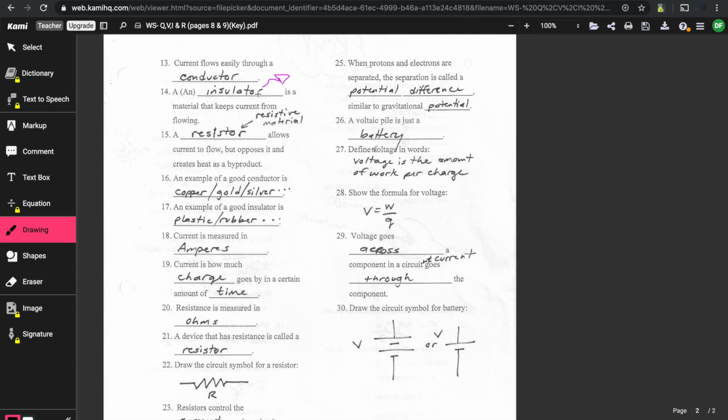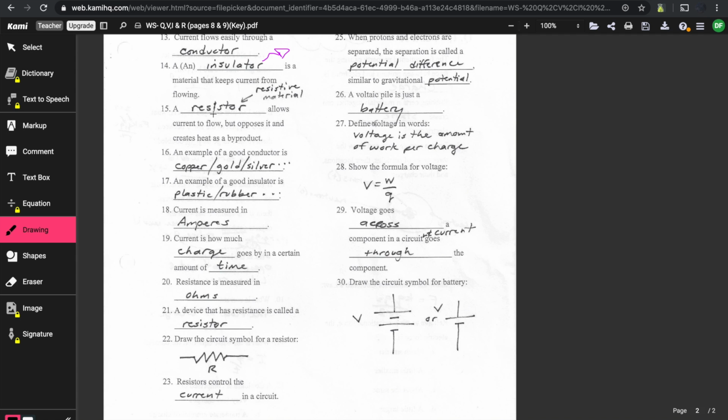But an insulator keeps things from flowing, a conductor allows it to pass through. A resistor is a material that allows some current to flow, but creates friction.